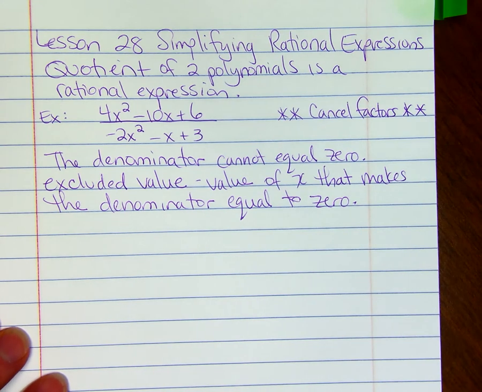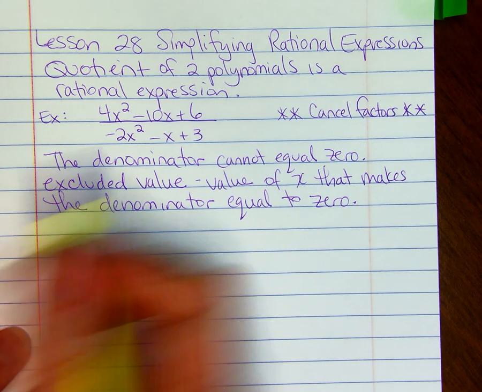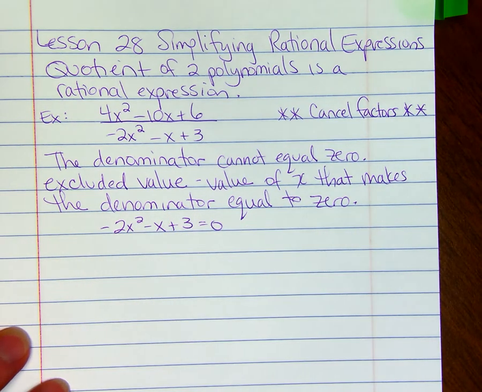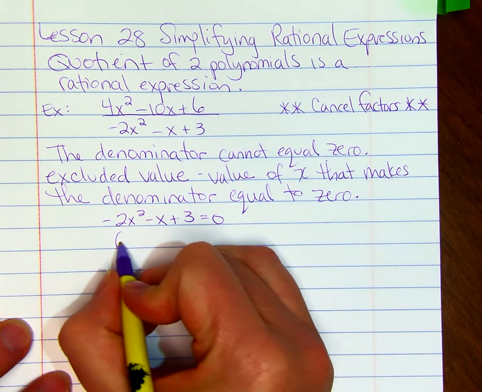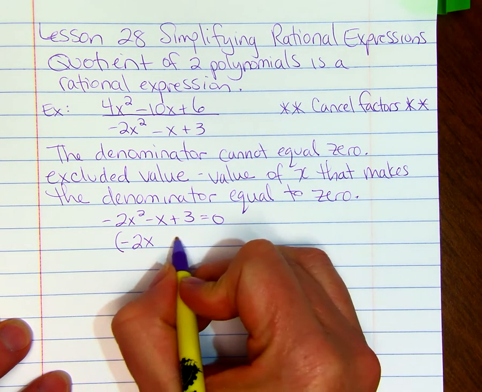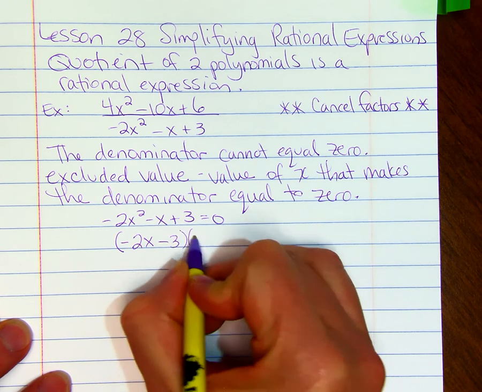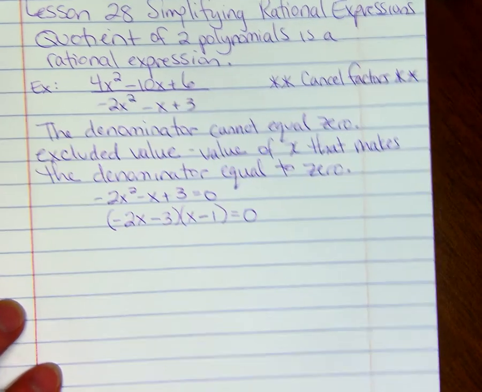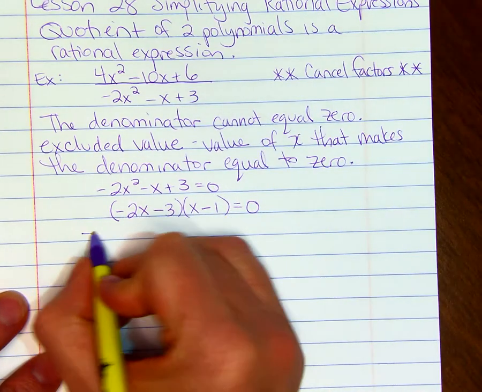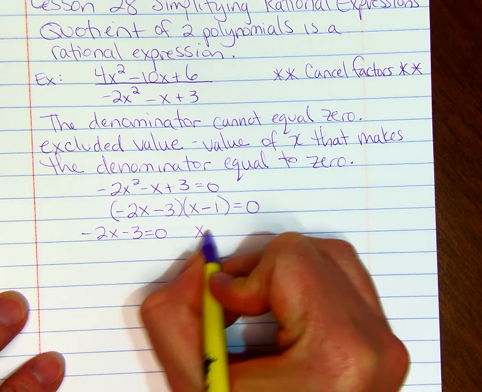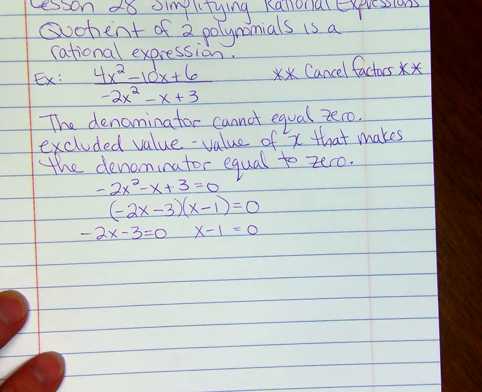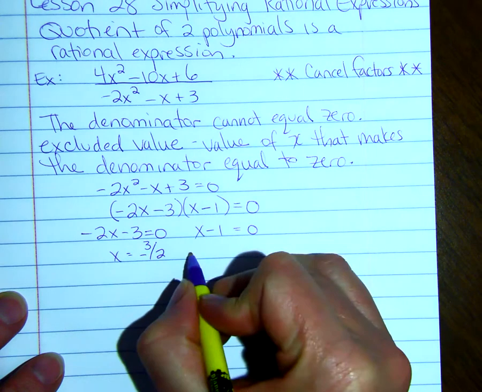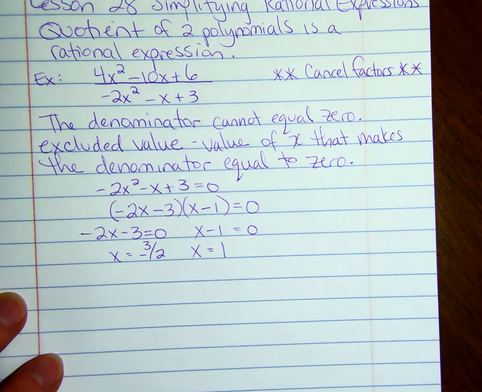So in our example, if we wanted to find the excluded value, we take the denominator and set it equal to 0, and we solve for x. So when we factor, we get negative 2x minus 3 times x minus 1. And then, because of the zero product property, we set each of those equal to 0. So negative 2x minus 3 equals 0, or x minus 1 equals 0. So we add 3, divide by negative 2, and we get negative 3 halves, or x equals 1.